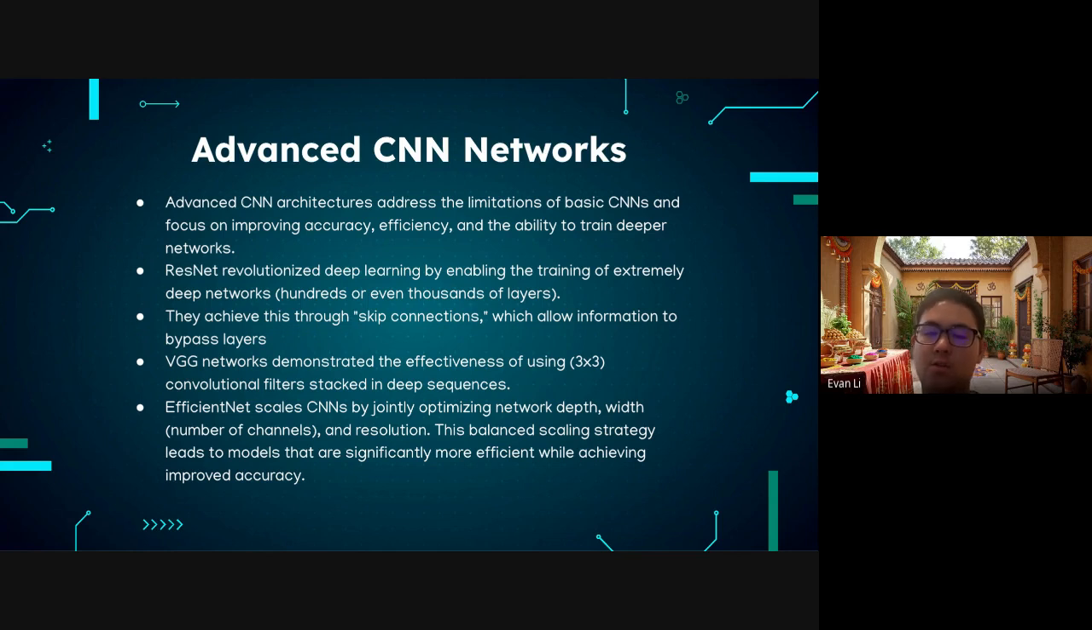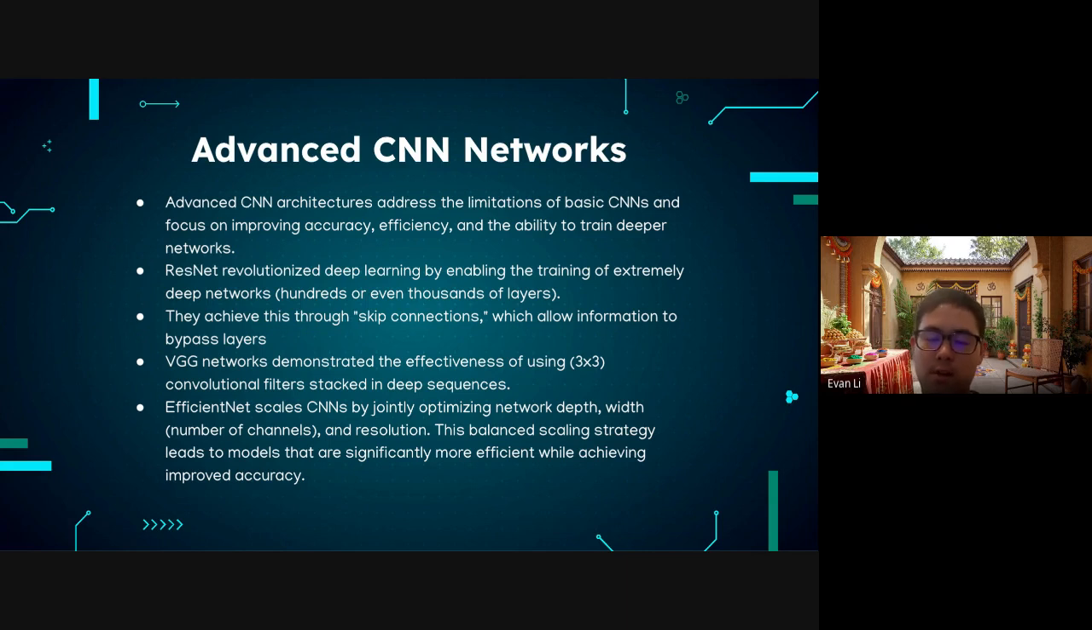ResNet, residual networks, stand as a landmark innovation in this evolution. ResNet revolutionized the landscape of deep learning by effectively addressing the challenge of training extremely deep neural networks with hundreds or even thousands of layers.